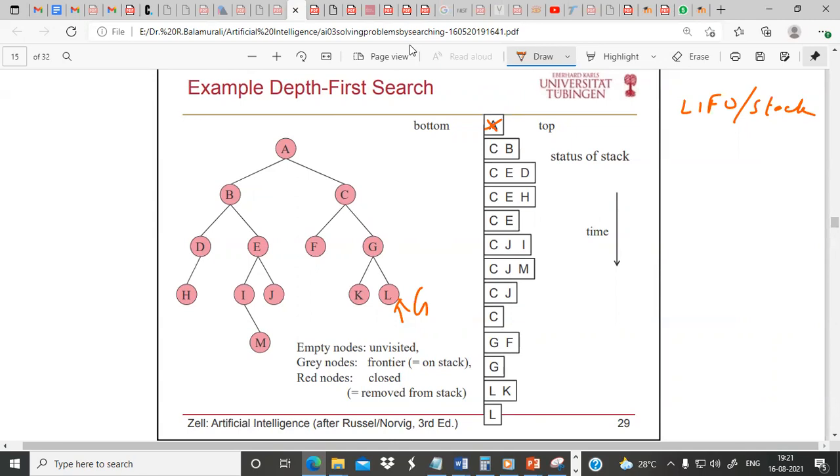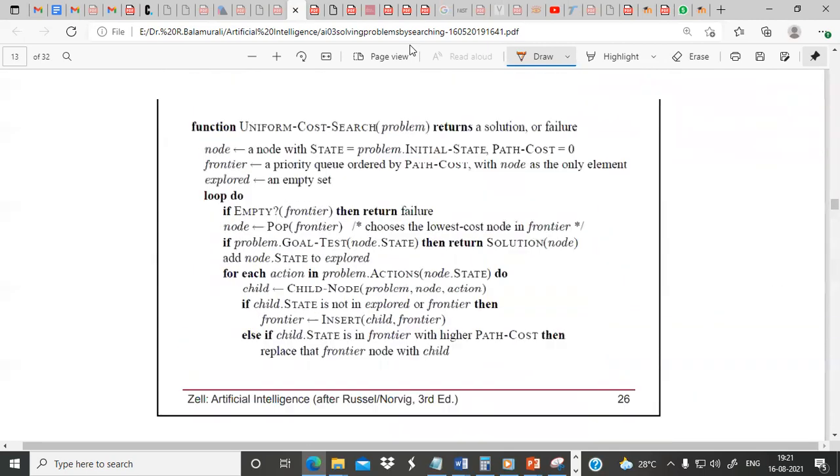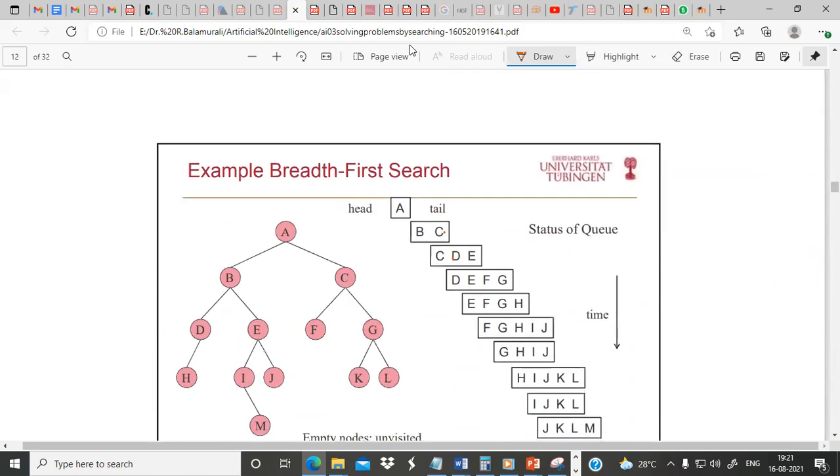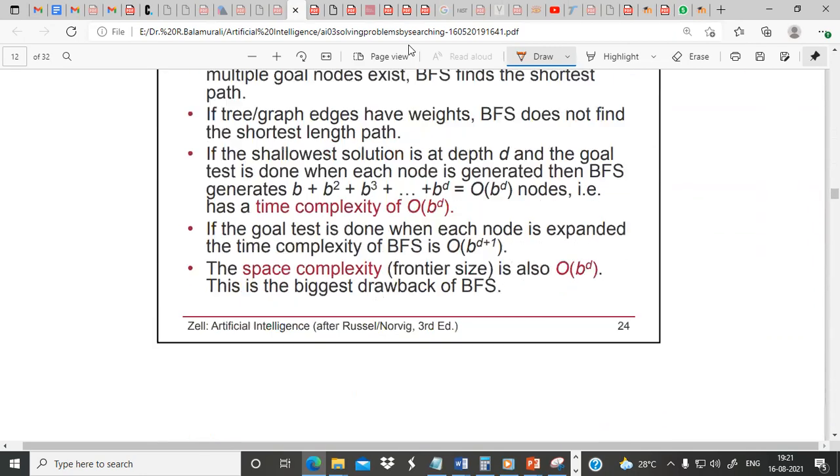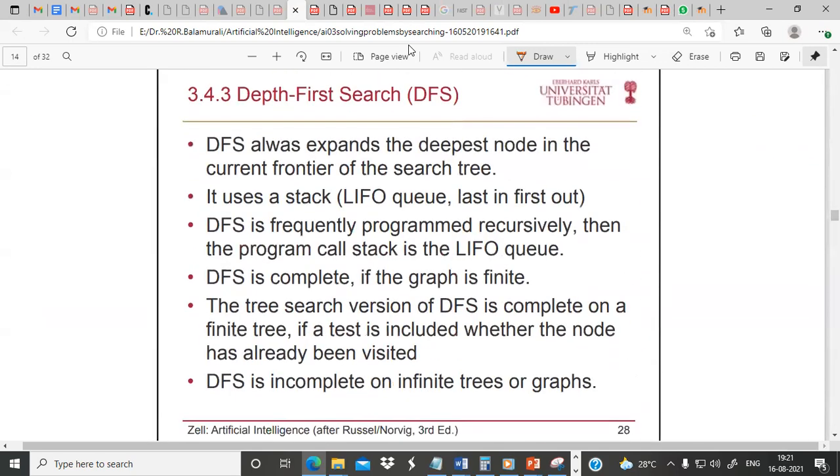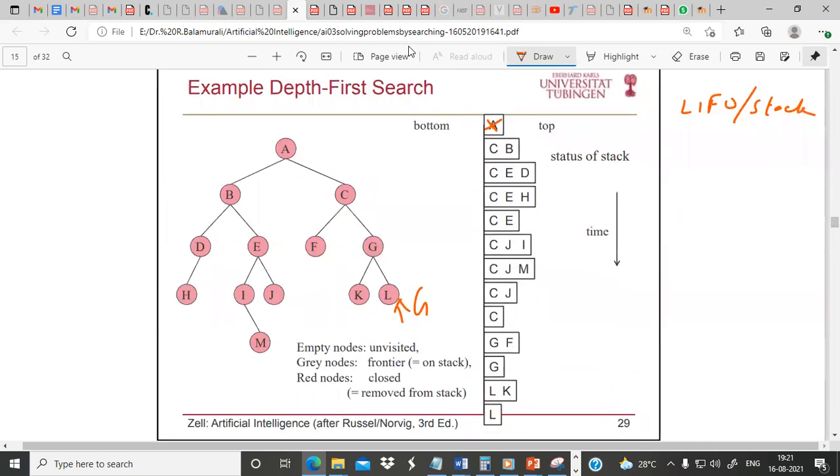In the queue case, in which order did we enter? Yes, in the queue we entered left to right, but this end we assumed as the head. So B, C, we did like this. But here in this algorithm, we are entering from right to left because we want to explore B, and that should be at the top of the stack.